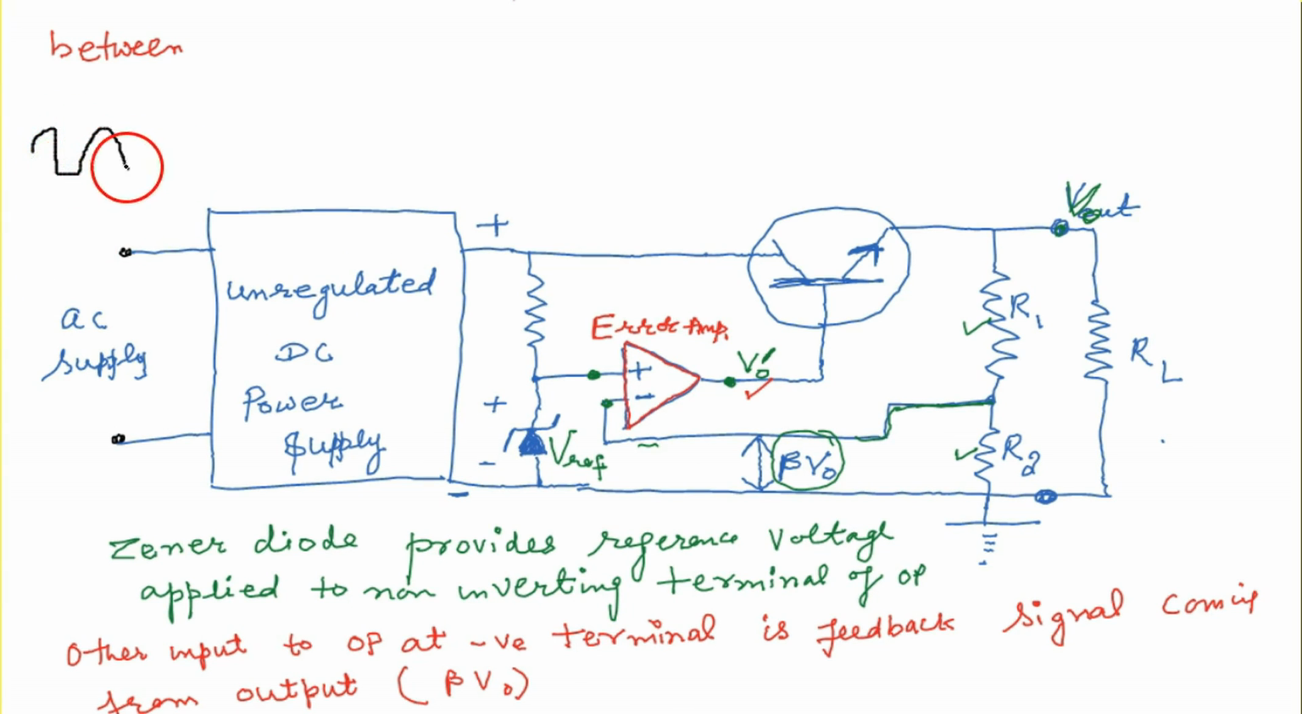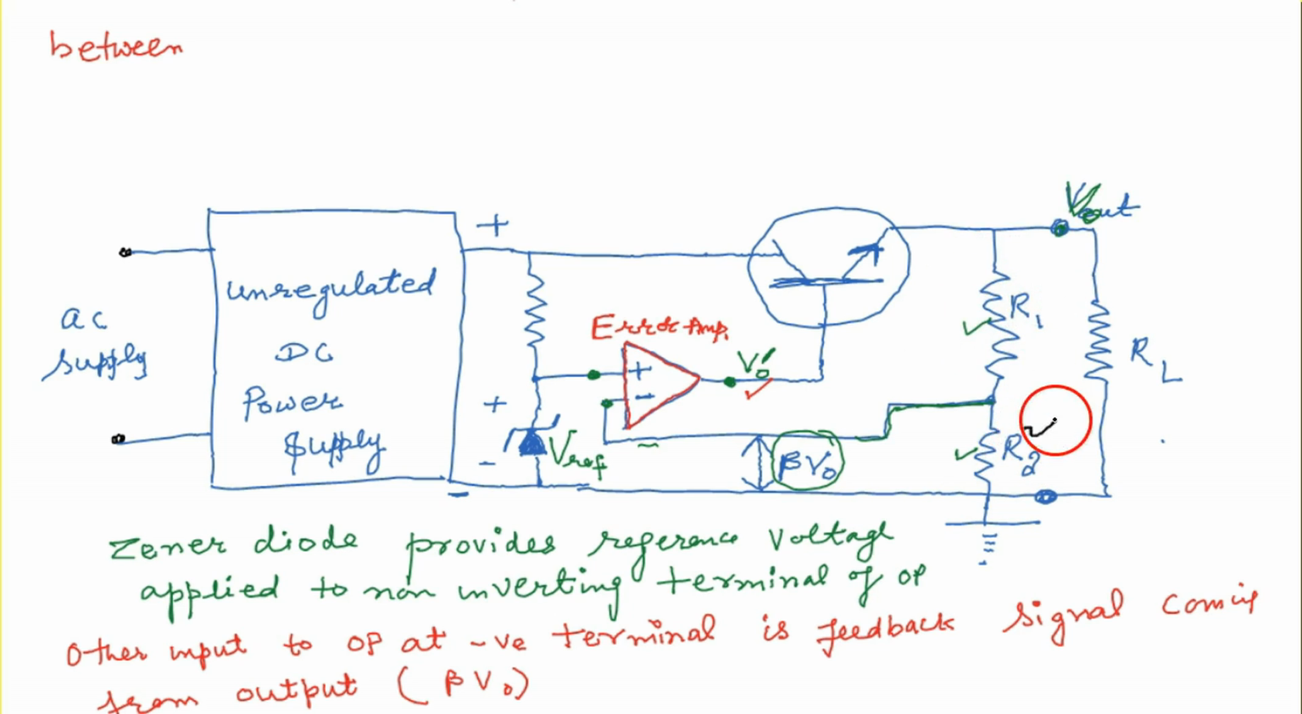So there is AC voltage given to the unregulated DC supply. Now here we are getting some rectified voltage of this type. Then here is a series pass transistor, NPN. Then there is an output voltage.